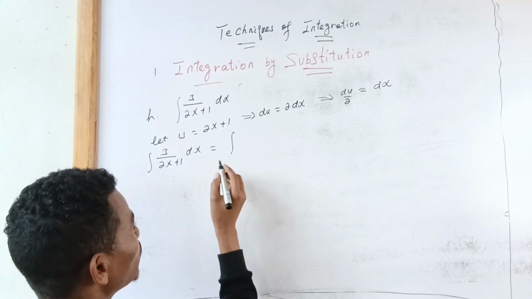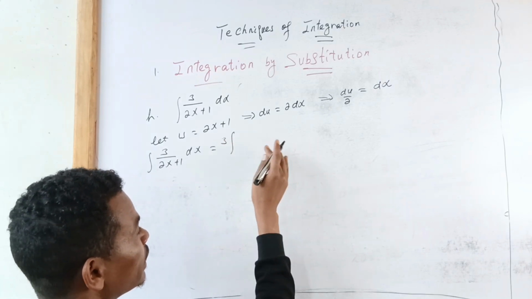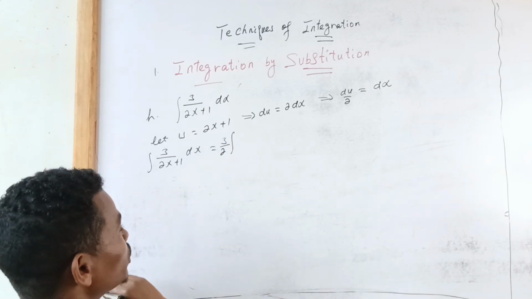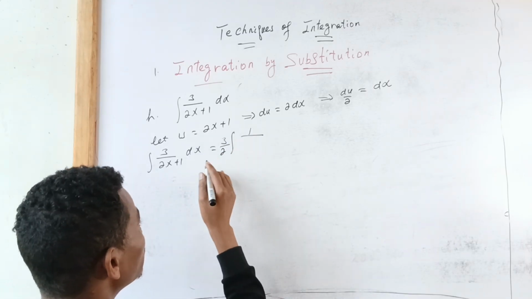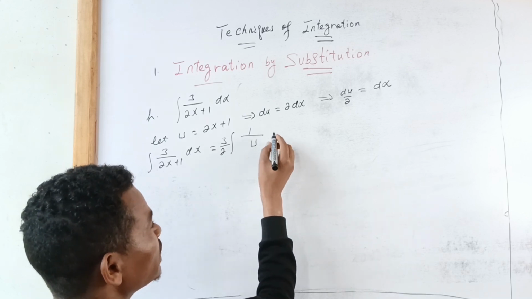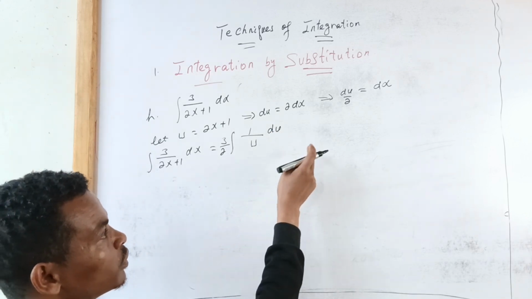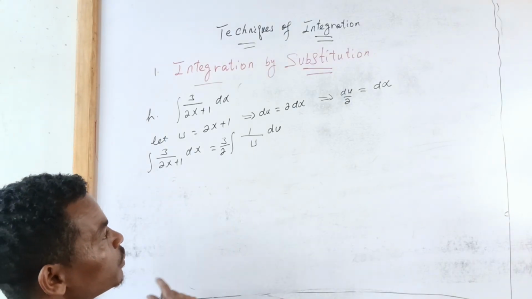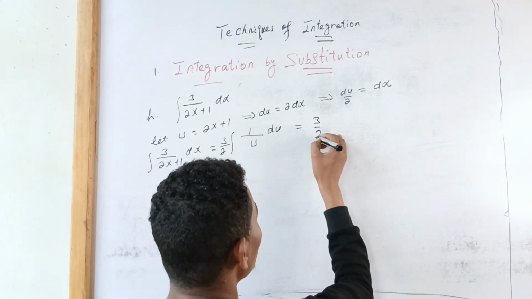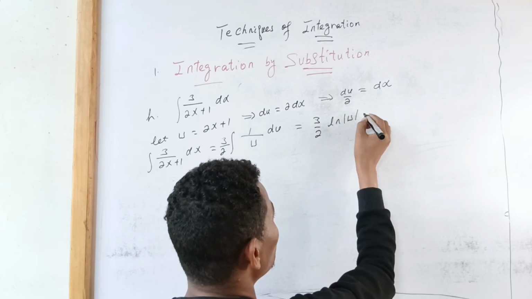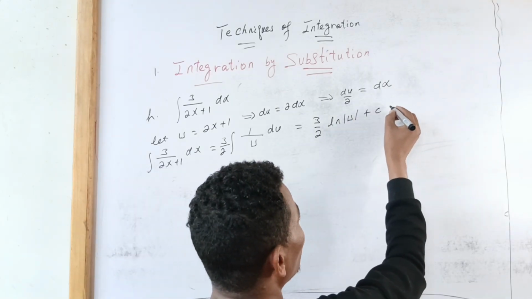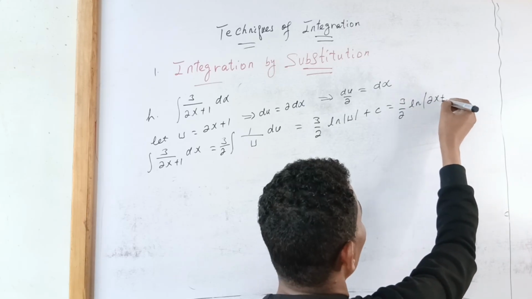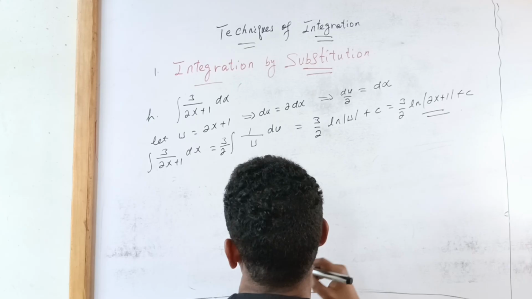That is the integration of 3, we can take it outside, and also 1 over 2 we can take outside. That is 3 over 2 outside, 1 over 2x plus 1 is u, that is du over 2, we substitute du over 2 for dx and u for 2x plus 1. This is equal to 3 over 2 ln absolute value of u plus constant number c. This is equal to 3 over 2 ln absolute value of 2x plus 1 plus any constant number c.